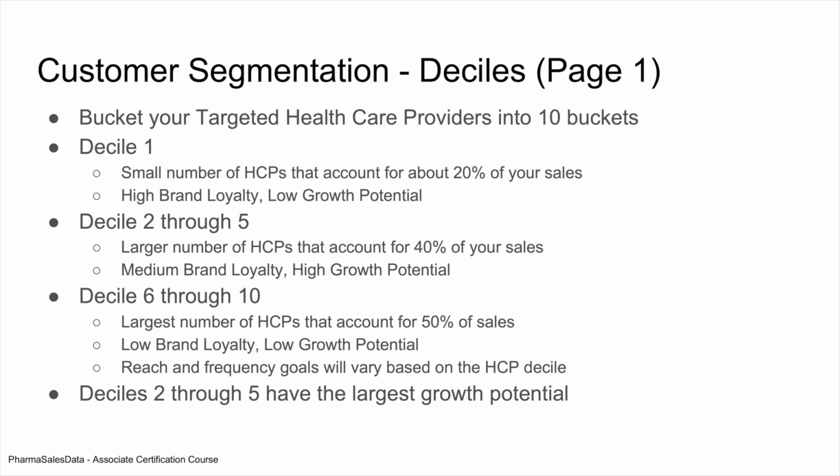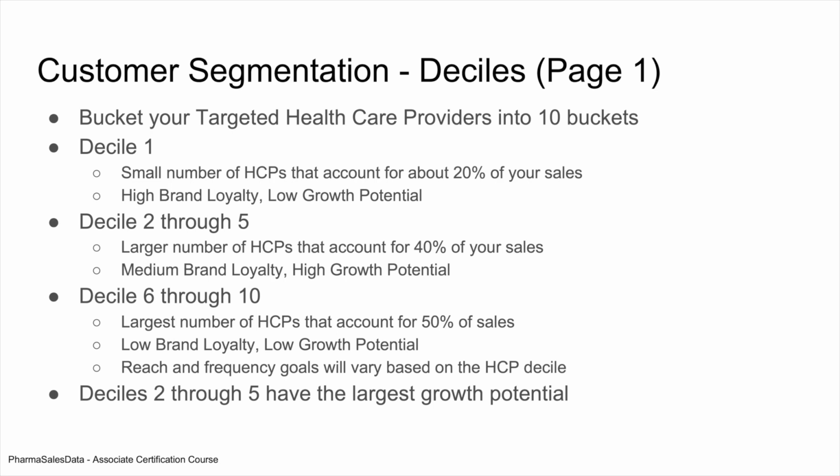So they're just as likely to write a prescription for your product as a competitor's. Reach and frequency goals are going to vary based upon the HCP decile, whether it be decile 1, 2 through 5, or 6 through 10. Decile 2 through 5 has the largest growth potential. So if your targeting plan calls for growing a brand, you're going to focus on 2 through 5.